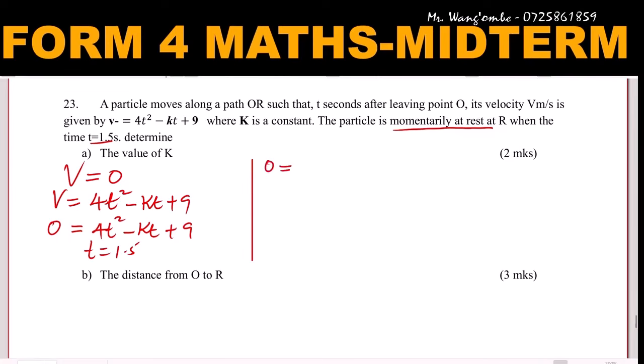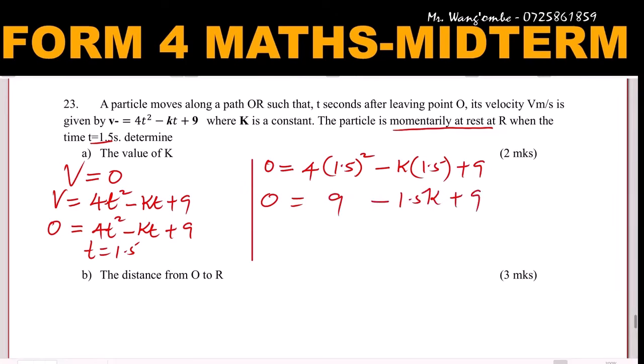So 0 = 4 times 1.5 squared, minus k times 1.5, plus 9. 4 times 1.5 squared will give 9, then minus 1.5k plus 9. So find the value of k here. 1.5k is equal to 18, and k will be given by 12. So that is the value of k.